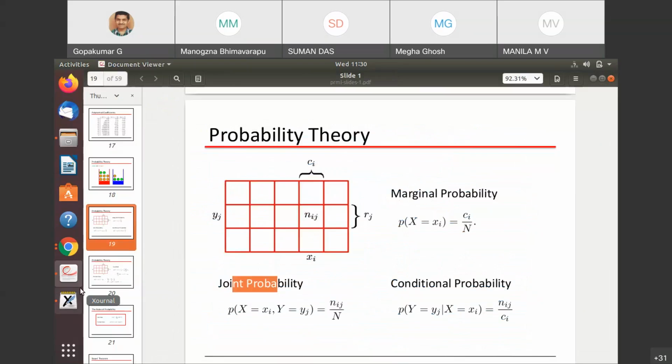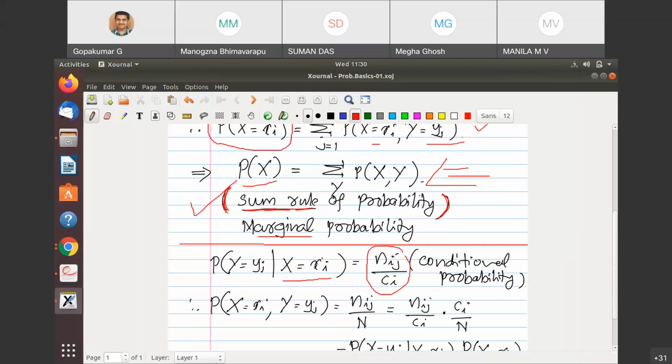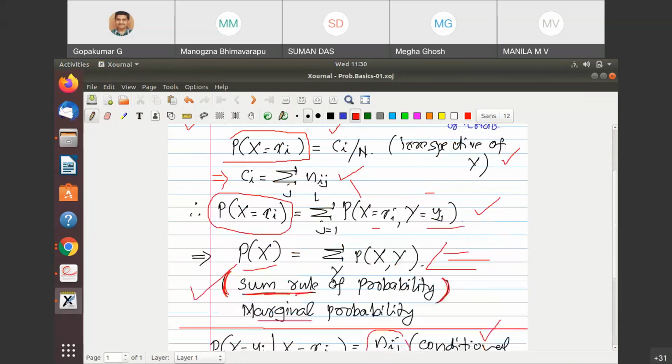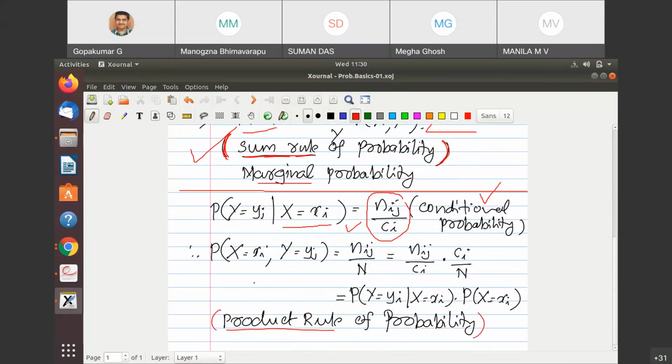If you look into this particular column, I already know that x is equal to xi is given, so we have to look only at that column. Then what is the probability that y will take different values? That is why this probability is nij divided by ci. That is called the conditional probability. So that is another result that we have.